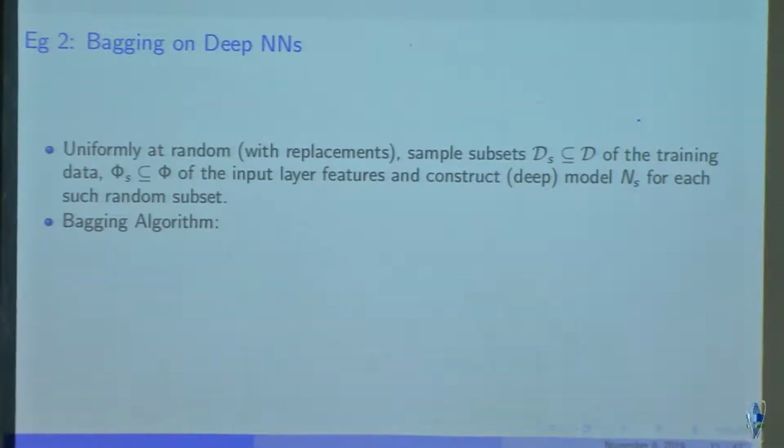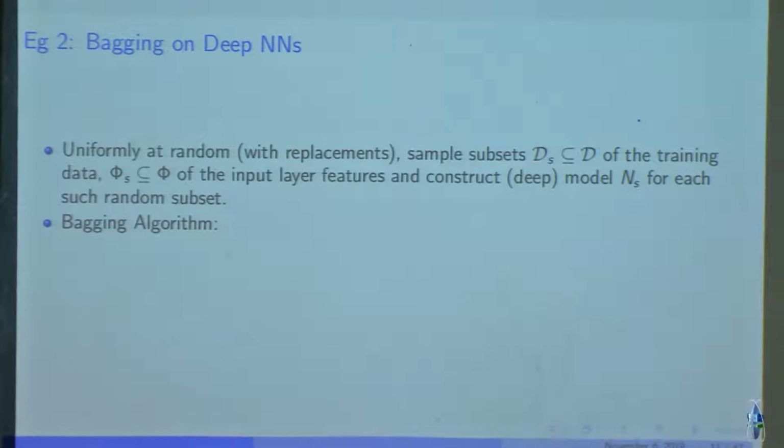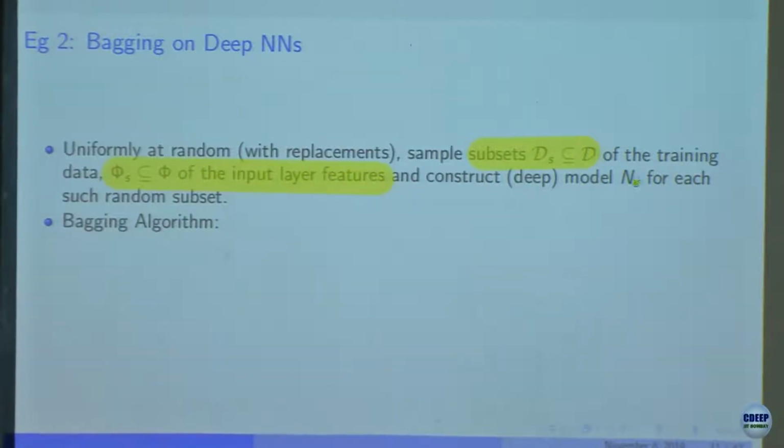You can also do bagging on deep neural networks. So for example, all you will do is uniformly at random with replacement sample subsets of the training data. You also can sample a subset of the features, for example the input layer features. Okay. So you are doing two things here, subsetting the data and also subsetting the input layer features, and the deep model is resulting from both of these.